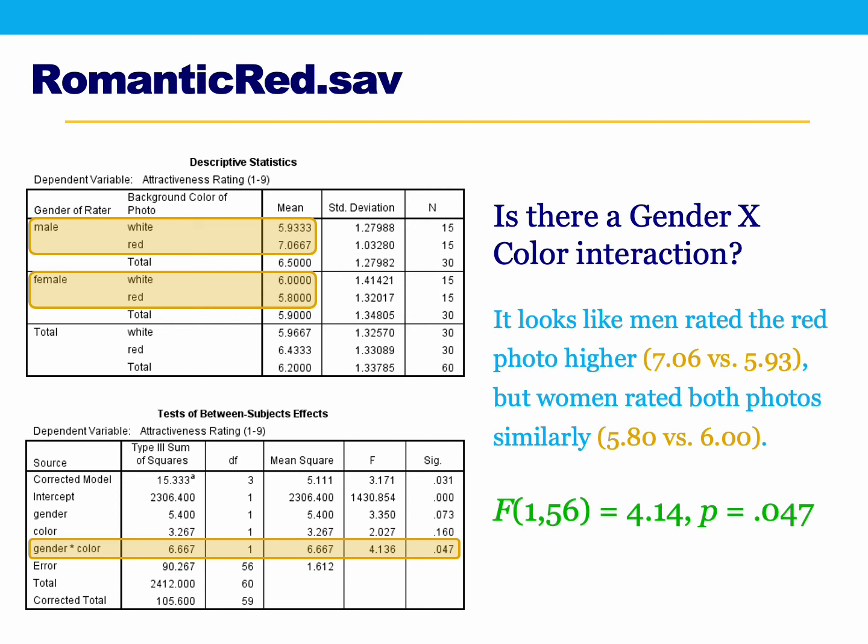In fact, if we look at that test of between subjects effects, we see that the significance value is 0.047. And 0.047 is less than 0.05, so we conclude that that interaction is significant. So it looks like men rated the red photo higher, but women rated both photos similarly. Then again, we report our F value with our degrees of freedom, and we would say p is less than 0.05.